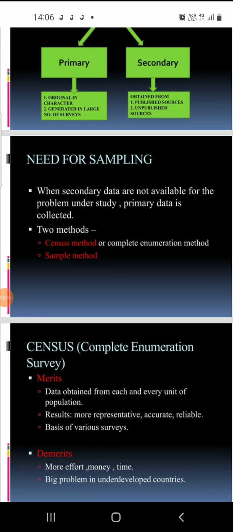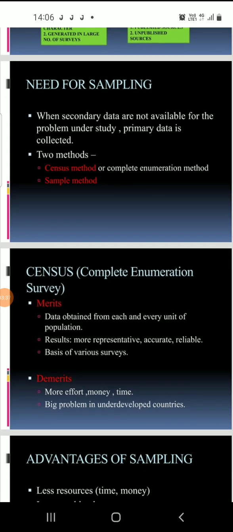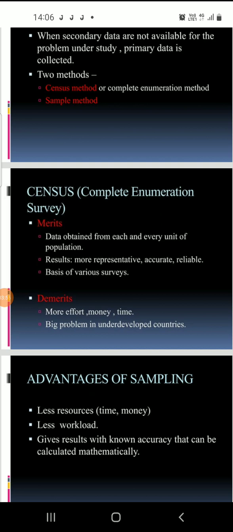There are some merits and demerits of the census method. The merits are that data are obtained from each and every unit of the population. Results are more representative, accurate, and reliable. It is the basis of various surveys. The demerit of the census method is that more effort is needed, and more money and time also. The big problem in underdeveloped countries is regarding the census type of sampling.